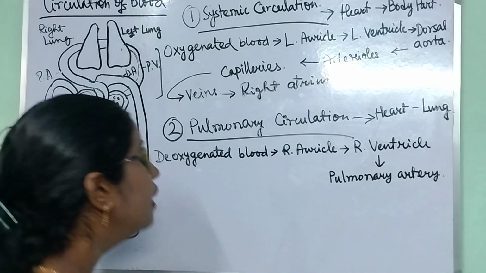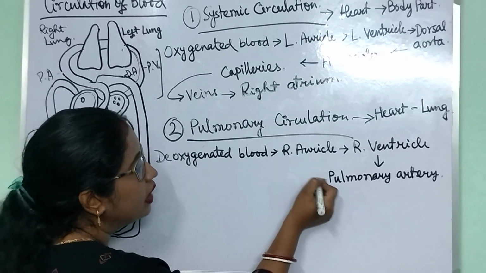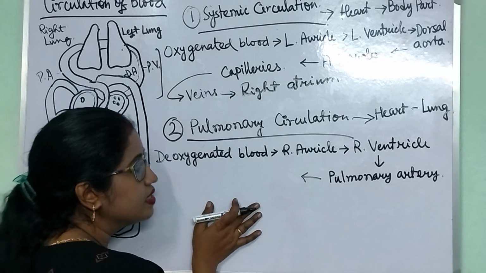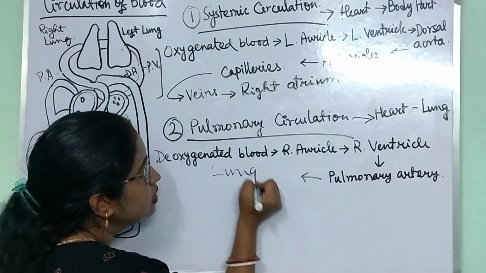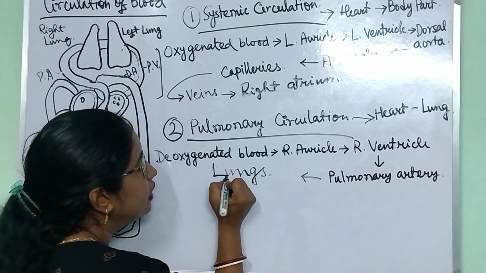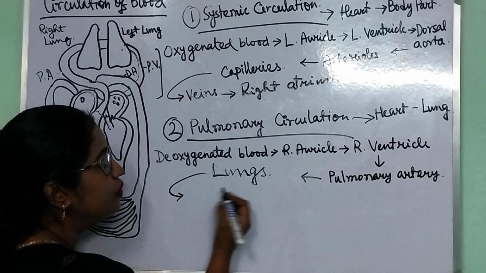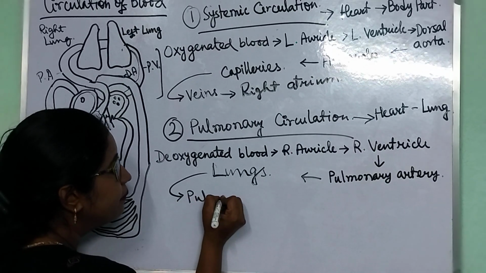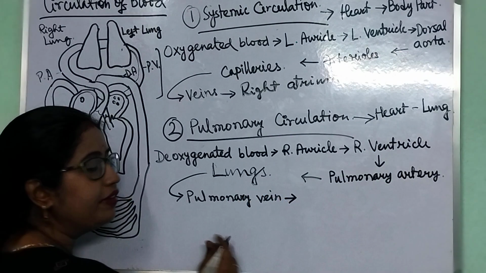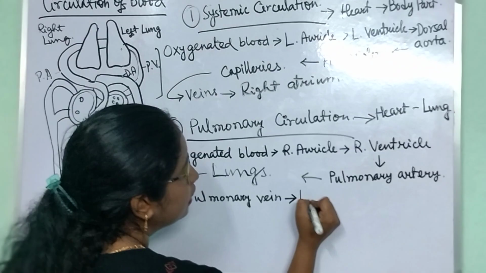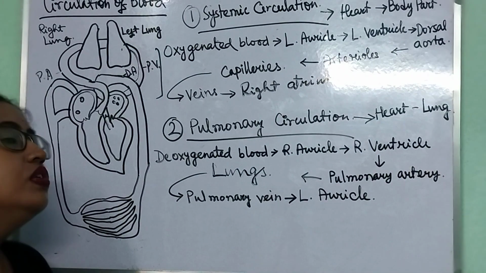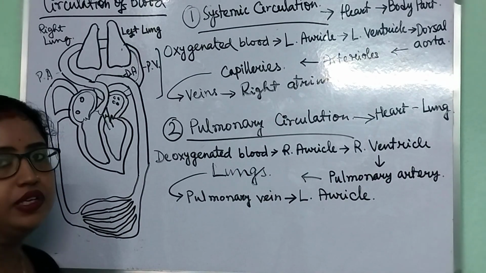So the deoxygenated blood enters into the pulmonary artery, and the pulmonary artery then carries this deoxygenated blood into both the lungs. And in the lungs, when the blood gets oxygenated, it moves back into the heart via the pulmonary vein, and the pulmonary vein then drains the oxygenated blood into the left auricle. So this is the full cycle of pulmonary circulation.